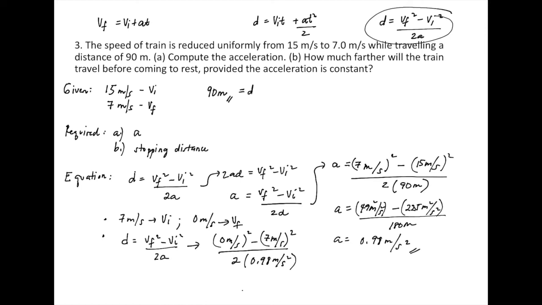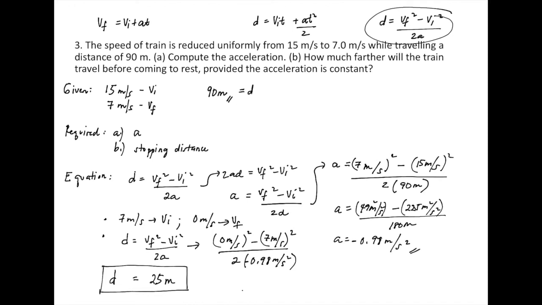Now, take note that our acceleration, by the way, is negative because it is slowing down. So I must use negative here. 0 meter per second square minus 7 meter per second and square it, that is 49 meter square per second square, divided by 2 times 0.98 meter per second square, and that would give an answer of 25 meter. So this is our final answer.